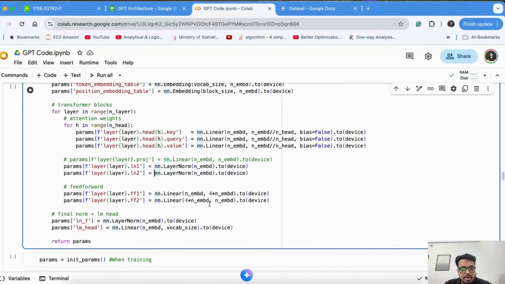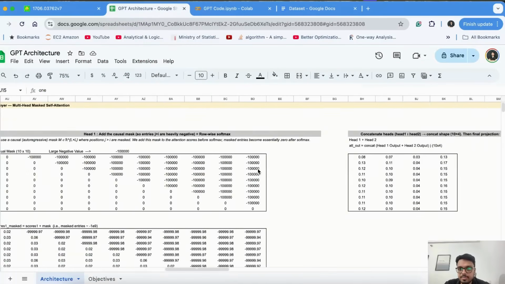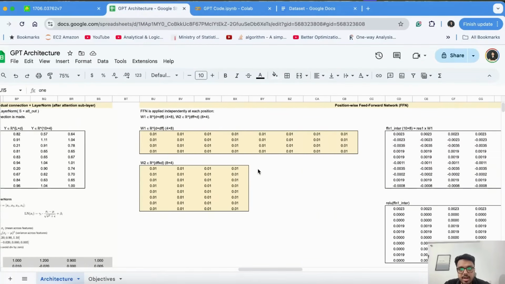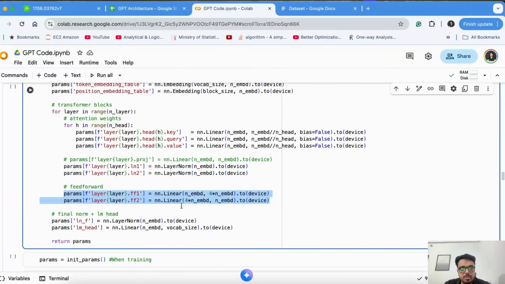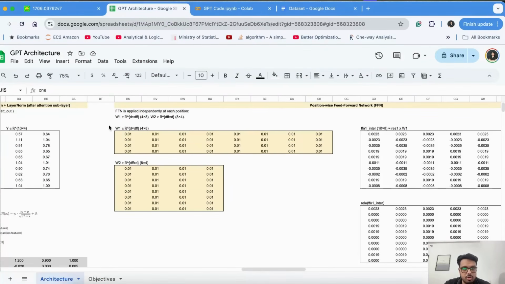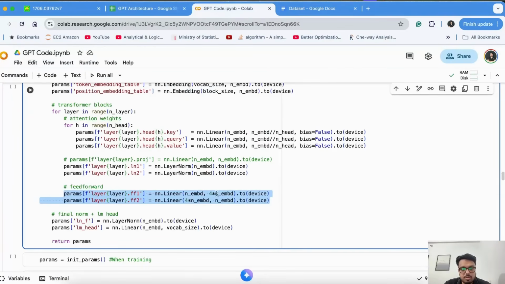Okay, and then we are defining the weight matrices for the feed forward network. So this is the one that we are representing. The idea is that we first expand it and then condense it back. Initially, if you remember, it was 4 cross 8 and then 8 cross 4. So let's just keep it the same as what it was.